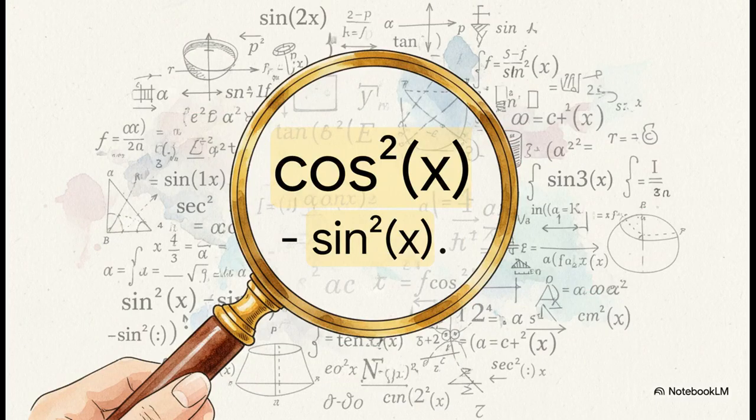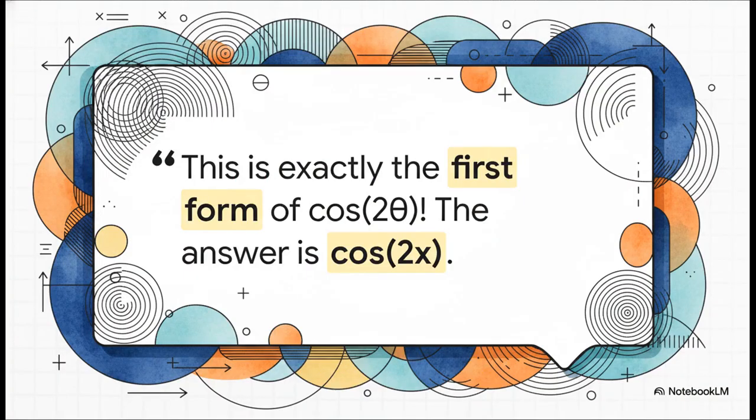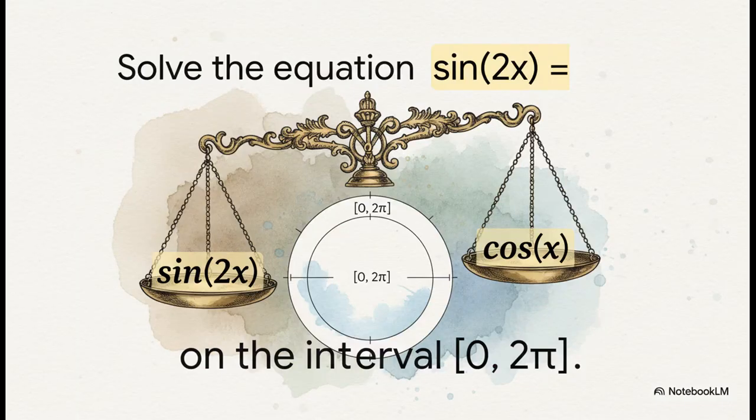Let's try another one. This time, it's not about plugging in numbers. It's all about pattern recognition. When you see an expression like this, cos squared x minus sine squared x, a light bulb should go off in your head. That is the literal textbook definition of the cosine double angle formula. So the simplified answer is just cos of 2x. That's it. It's a perfect example of how these identities let us take something that looks complicated and make it super simple.